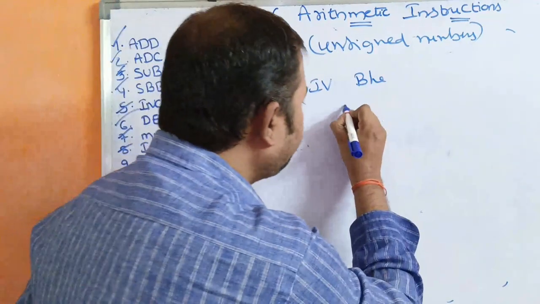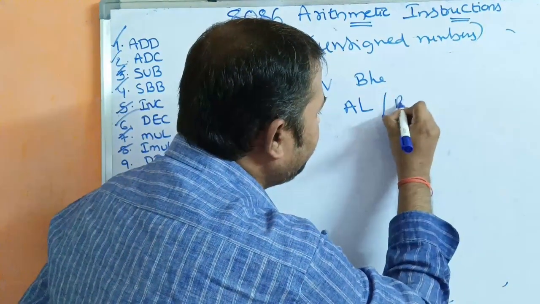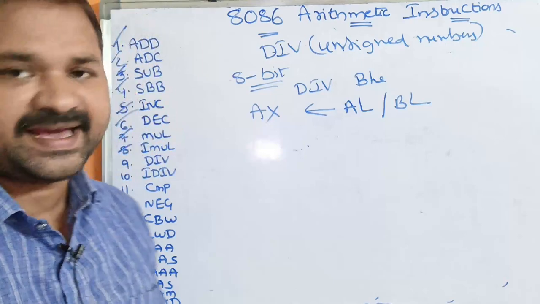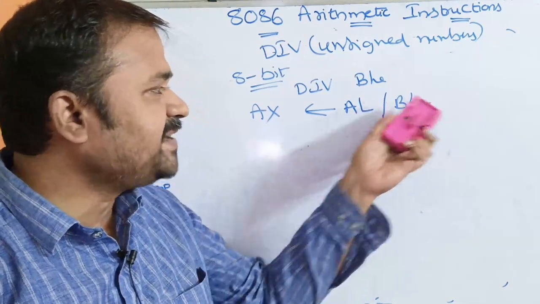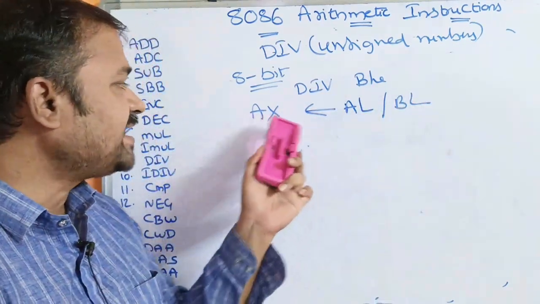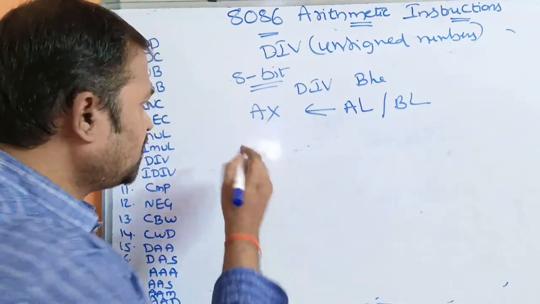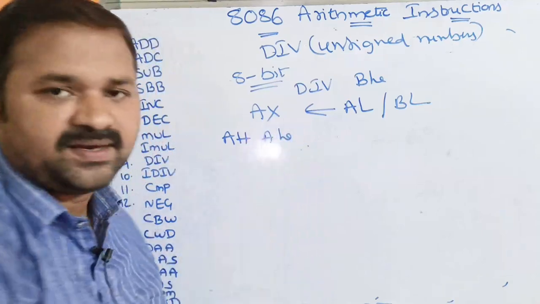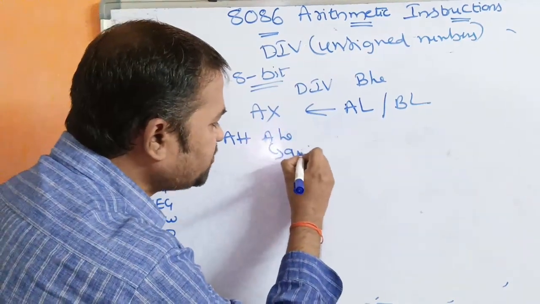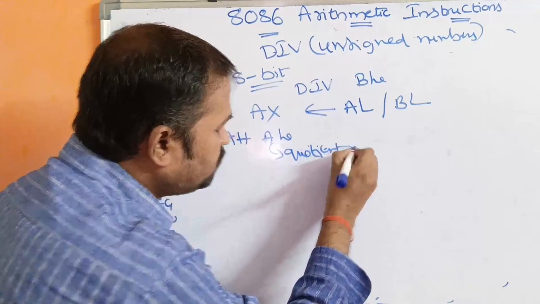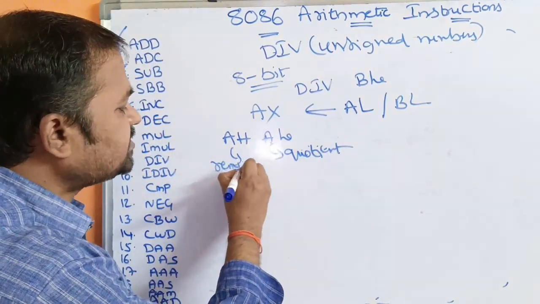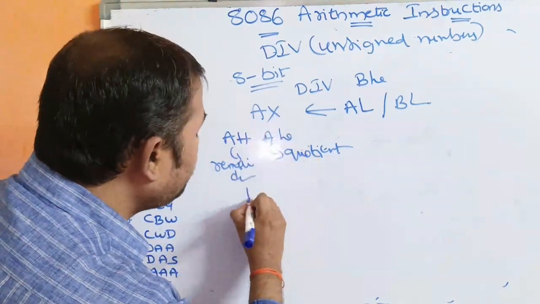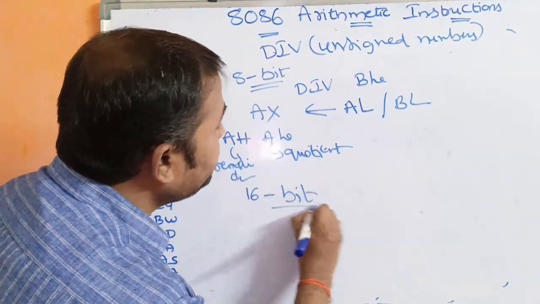AL by BL will be performed, and the result will be stored in AX. AL size is 8 bits, BL size is 8 bits, whereas AX size is 16 bits. We know that AX is made up of two registers, AH and AL. In AL, the quotient will be stored, whereas AH stores the remainder.